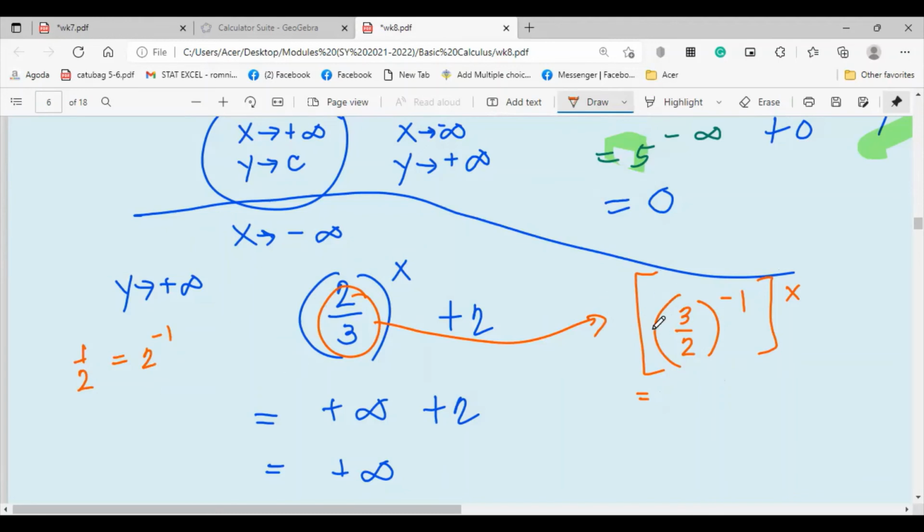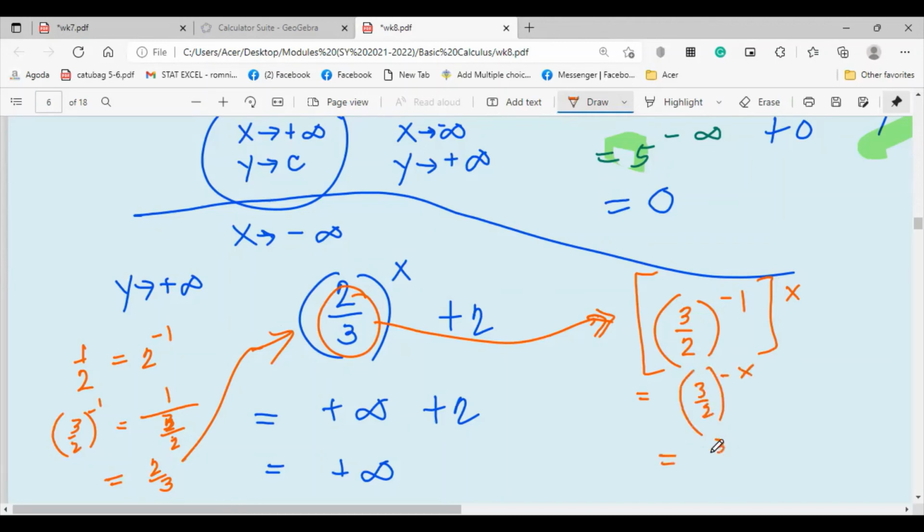So, ang 3/2, okay? Pag ni-raise mo ang 3/2 sa negative 1, ang ibig sabihin niyan, that will become 1 over 3/2, which is equal to 2/3. So, babalik ka dito. Ang suggestion ko lang, kung saan ka convenient. Okay? So, you have here now, magiging (2/3) raised to negative x na siya.